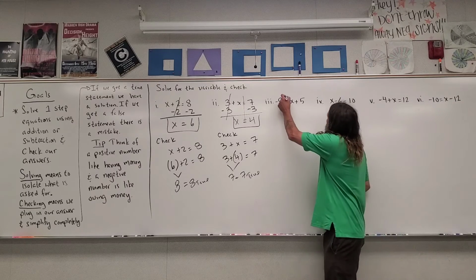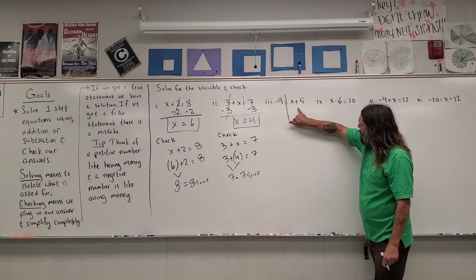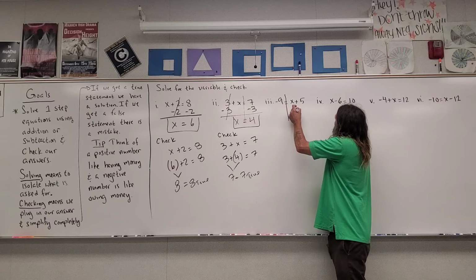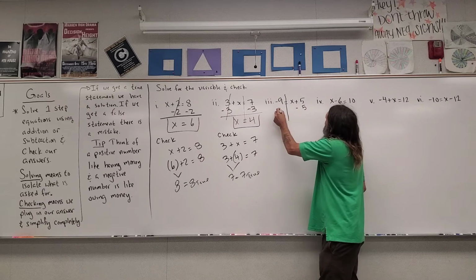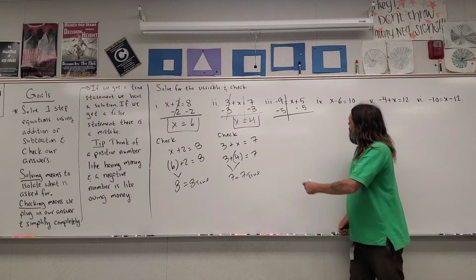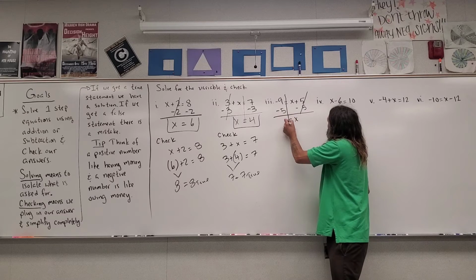We have to figure out who we have to move away from the x to get the x by itself. And I have to move away a plus 5. So I'm going to do the opposite. I'm going to go minus 5 on both sides. Okay? So these are going to cancel, and I'm left with my x on that side of the equation.